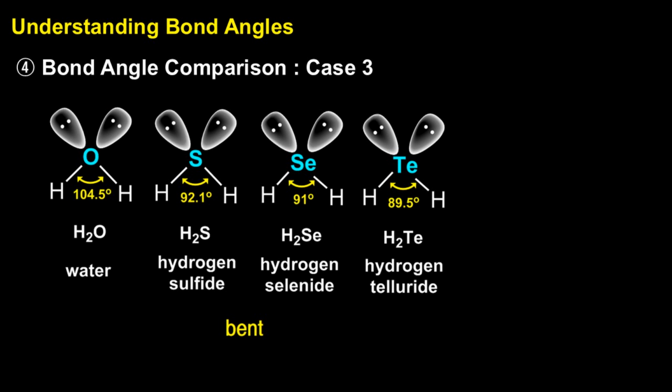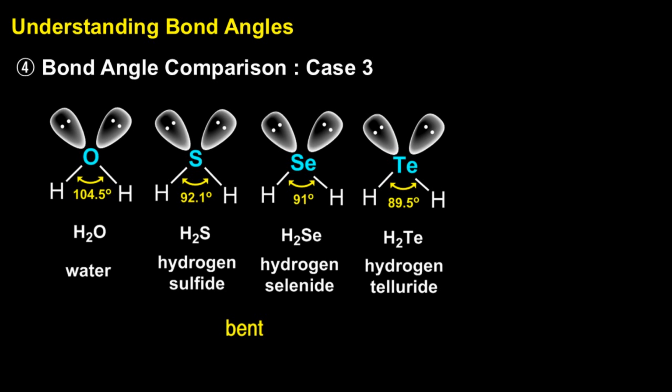Next, let's take a look at a trend we see in group 16 hydrides, molecules with the formula H₂X. As we move down the group, the bond angles keep getting smaller. In water, H₂O, the bond angle is about 104.5 degrees. But when we go to hydrogen sulfide, H₂S, it drops to 92.1. Hydrogen selenide, H₂Se, comes next at 91.0, and finally, hydrogen telluride, H₂Te, has the smallest angle, just 89.5 degrees.